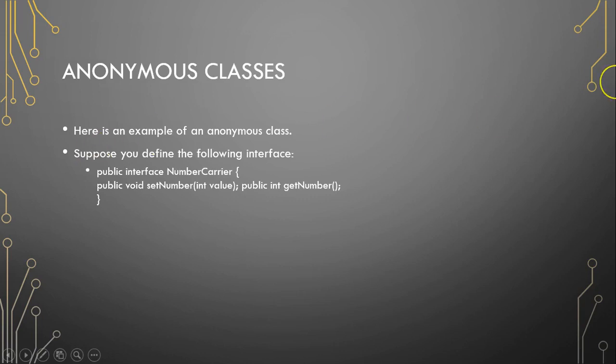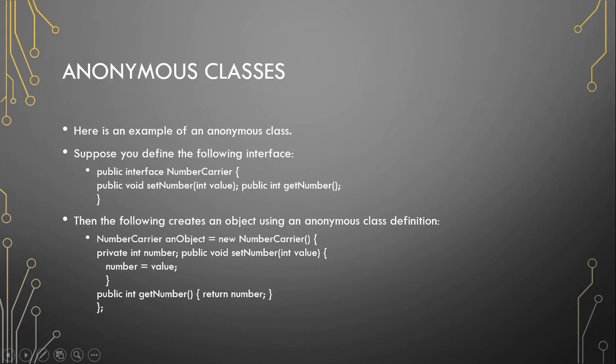Suppose we have the following interface: public interface NumberCarrier, public void setNumber(int value), public int getNumber. And we use the following to create an object using an anonymous class definition. NumberCarrier anObject equals new NumberCarrier, private int number, public void setNumber(int value), number equals value, public int getNumber, return number.